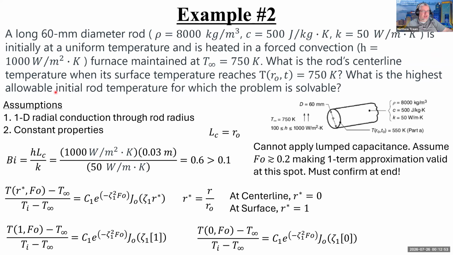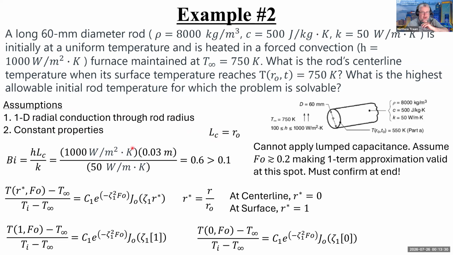What's the highest allowable initial rod temperature for which the problem is solvable? Okay, so we need first the rod's center line temperature when its surface temperature reaches 550, and then we need the highest allowable initial rod temperature for which the problem is solvable. Okay, so a couple of assumptions: 1D radial conduction throughout the rod and constant properties despite the fact that the temperature is changing. For a rod, or cylinder, the characteristic length is the radius of the rod.